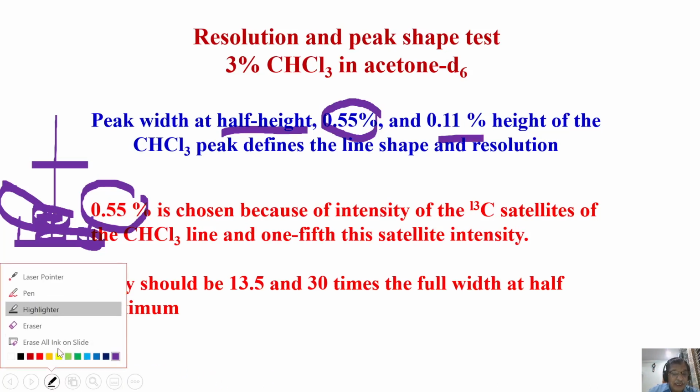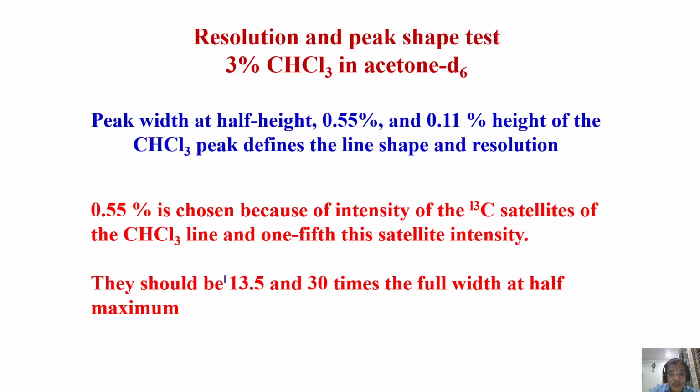I'll give you an example. If I measure at the height of the satellite, on the main peak, the line width should be 13.5 times the natural line width. For example, my CHCl3 line width is, let's say, 1 hertz. It is a bad spectrum I have got. Line width at full width at half maximum is 1 hertz. And at 0.55% of the height, it cannot exceed 13.5 hertz. If it is more than that, your line shape is bad.